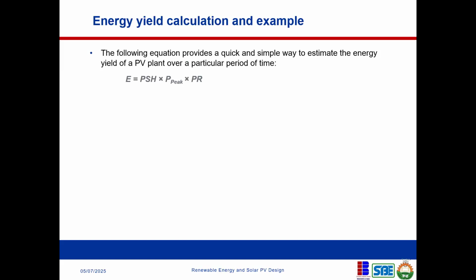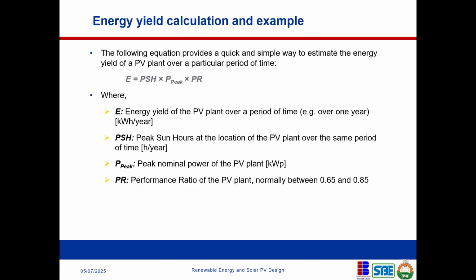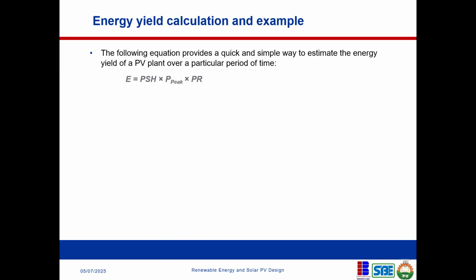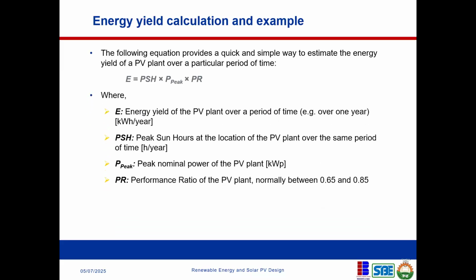Now, I want us to talk about one important concept. I think we'll be writing up shortly. One important concept is energy. So we'll talk about peak sun hour. The following equation provides a quick and simple way to estimate the energy yield of a PV plant over a particular period of time. Now, one important concept I would like us to talk about is peak sun hour, PSH. Peak sun hour is, you remember when I talked about standard test condition, I told you that the standard test condition of a solar panel is 1,000 watts per meter square. That is the standard test condition.